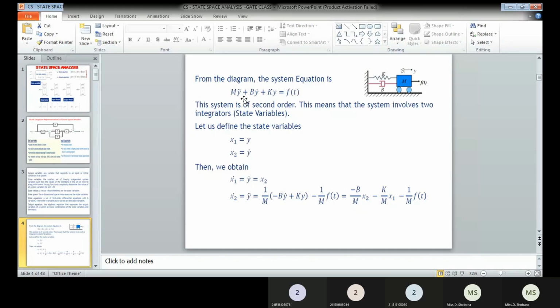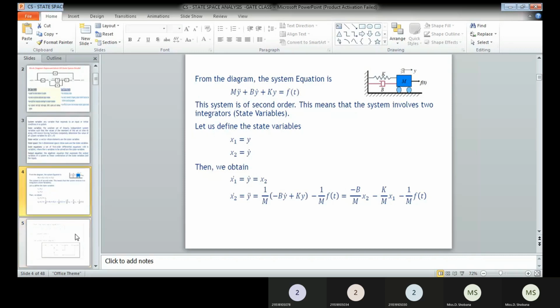Now, in order to determine only the x2 dot, you can take m to the other side. You will get 1 divided by m, minus of all these values: minus b x2, and plus k into x1. Now you can take the x1 values commonly outside.